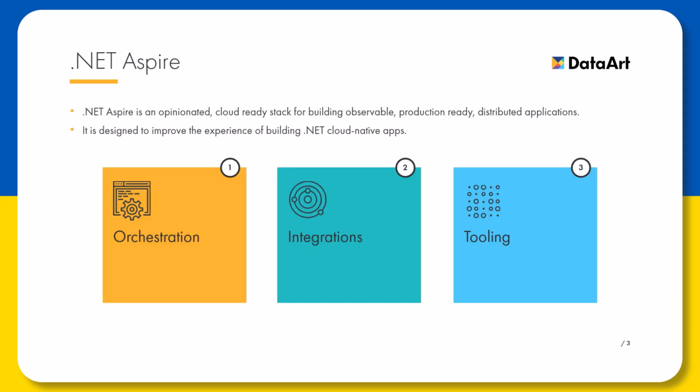But today we are talking not about .NET MAUI, but about .NET Aspire. .NET Aspire is designed to improve the experience of building .NET cloud-native apps. It provides a consistent, opinionated set of tools and patterns that help you build and run distributed apps. .NET Aspire is designed to help you with orchestration, integrations, and tooling.